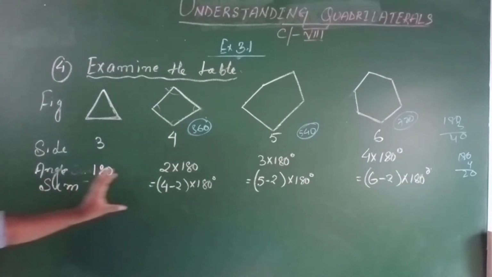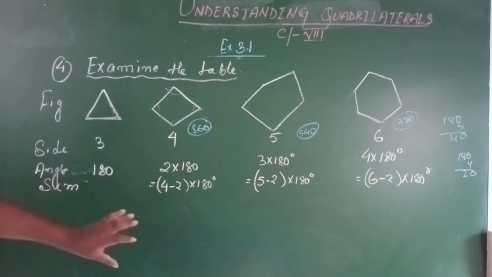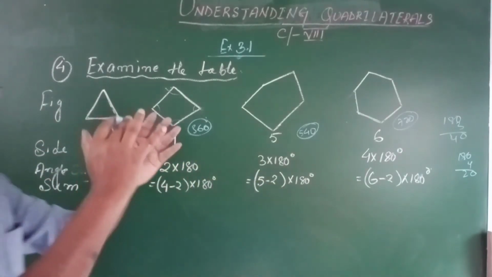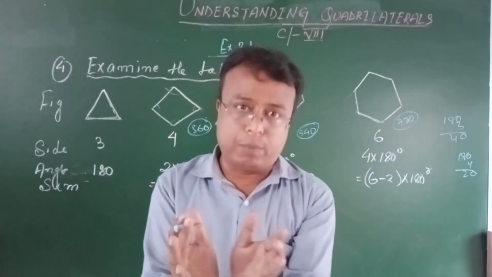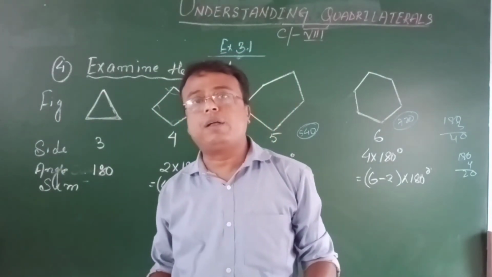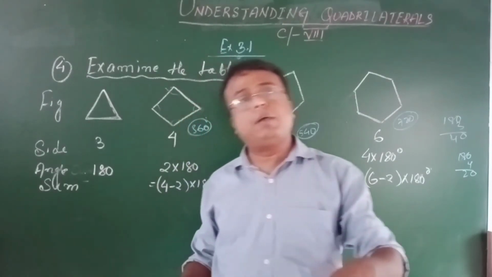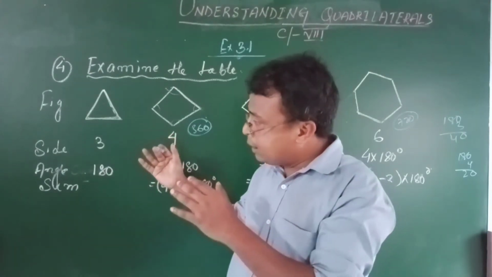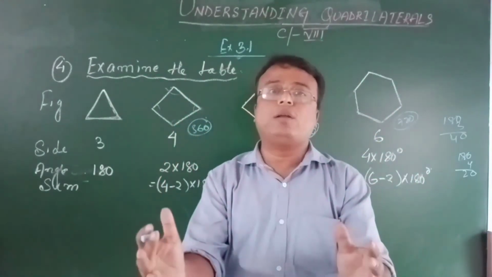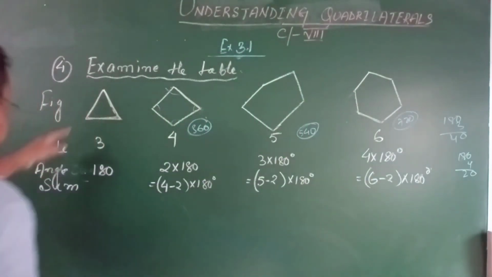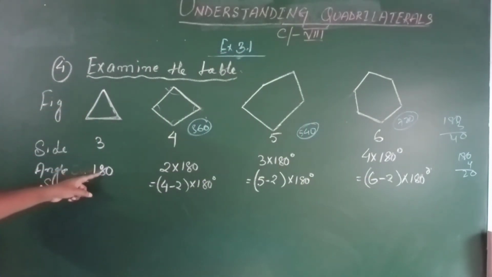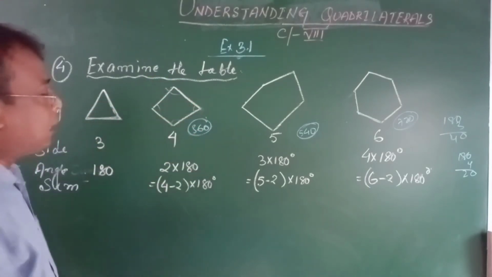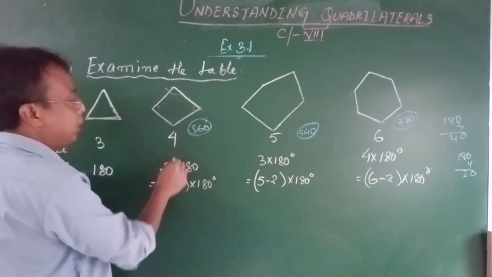So here some relations are given between the sides and the angle sum. By seeing this pattern we are going to derive a formula, the angle sum property formula. With that formula you can find the sum of the angle measures of any polygon very easily. Let us see the pattern. A triangle, three sides, has 180 degrees. A quadrilateral has 4 sides, and the sum of its 4 angles is 360 degrees.